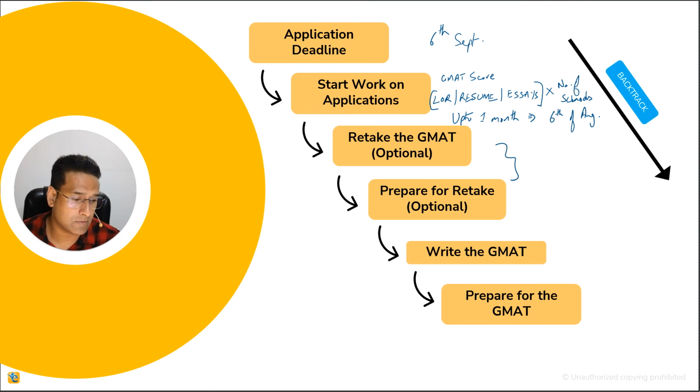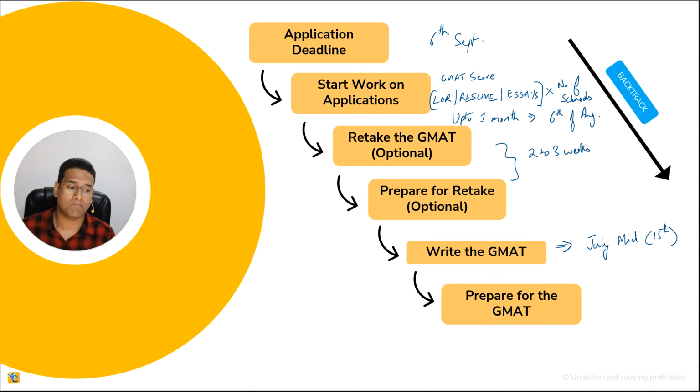Therefore, it is advisable to set aside 2 to 3 weeks for a retake. This is more than enough time to revise your concepts and refine your skills so that you make those marginal gains at the subsectional levels in order to get to your target score. Once we factored this into our plan, we see that we should write the GMAT somewhere around mid-July, that is around the 15th. This would give us enough time, let's say 2 to 3 weeks before the 6th of August to retake the examination if need be.